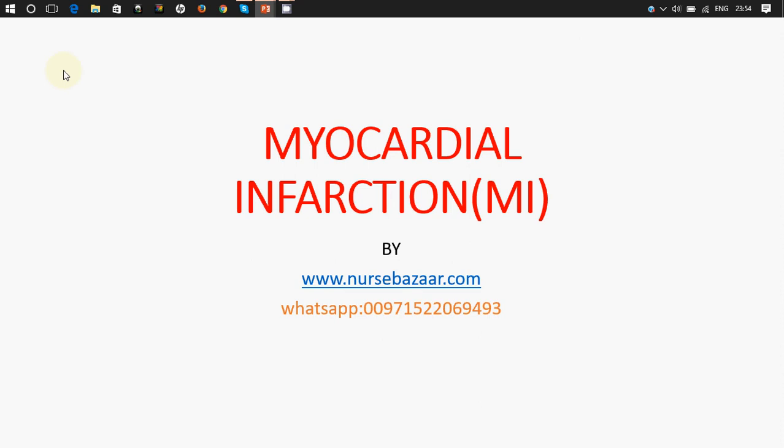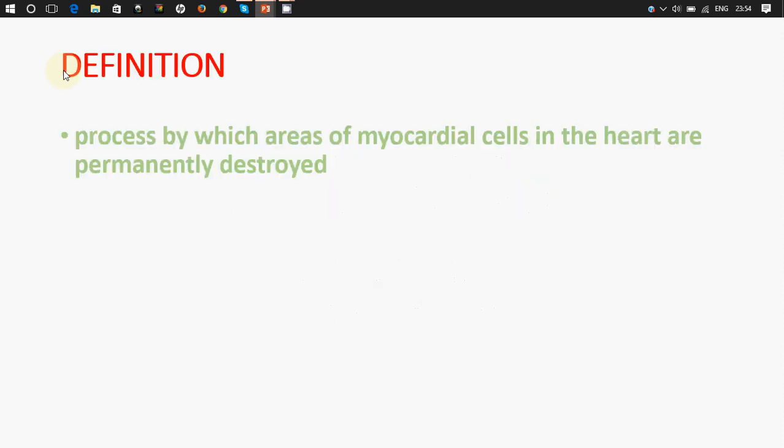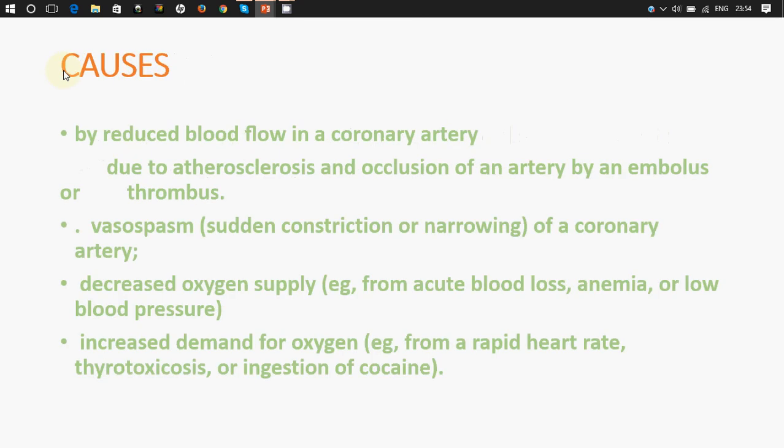Our topic is myocardial infarction, or MI. Definition: myocardial infarction is a process by which areas of myocardial cells in the heart are permanently destroyed. So when you get a myocardial infarction, the myocardial cells in your heart are permanently destroyed.